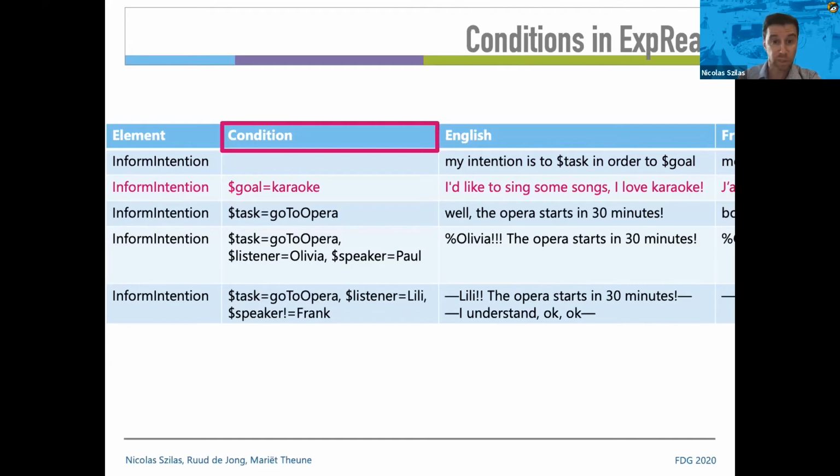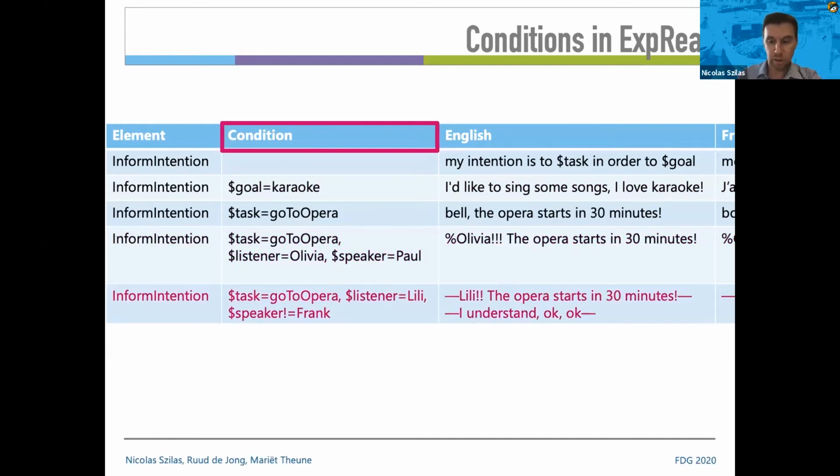In the second line, this is more specific to a situation where the goal is playing karaoke. So I'd like to sing some songs. I love karaoke. So it's very specific to that situation. In the next one, you get another situation. And here, for example, you get even more specific because we want this for this task, but also for this speaker and this listener. So we have something very specific, etc.